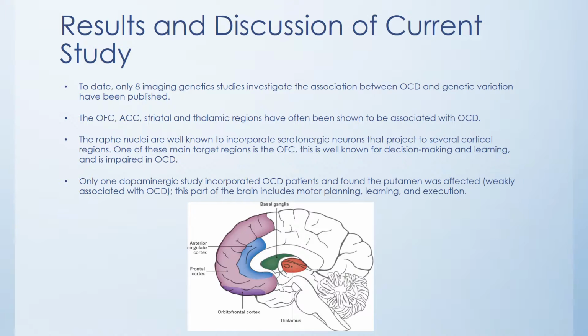This area is well known for decision-making and learning and is impaired in OCD patients. It must be known, though, that the imaging genetic studies did only focus on the serotonin transporter genes with this finding. It did not include any other serotonergic gene variants. In the researchers' findings, they stated that there was less known about the impact of dopaminergic gene variations on neuroimaging in OCD. There's only one dopaminergic study that incorporated OCD patients, and they found that the putamen was affected. This part of the brain deals with motor, planning, learning, and execution.